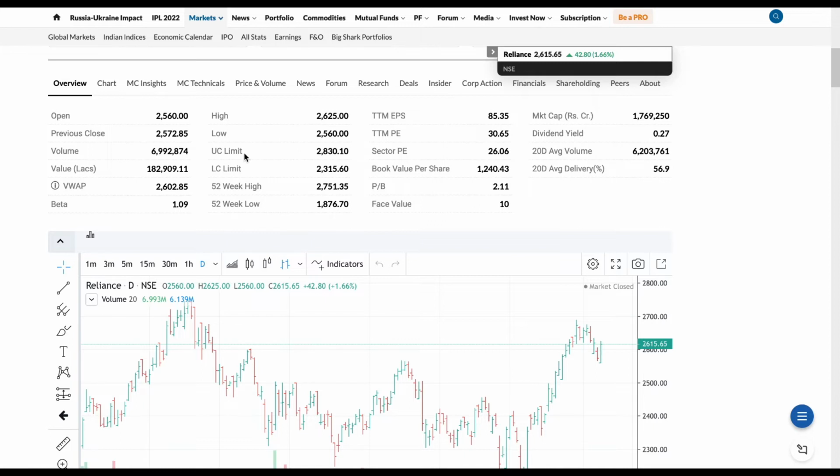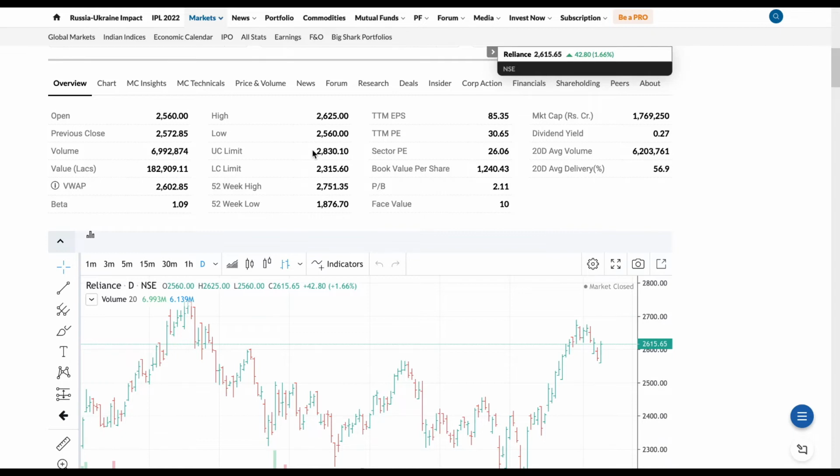What this does is it sets a limit on the maximum price at which the stock can be traded. This is done to avoid speculation and unfair trading, because this can lead to stock prices rising exponentially. So to keep the growth in control, the UC limit is applied, and once the UC limit is crossed, the transactions of the stock are frozen because the UC limit has been triggered.